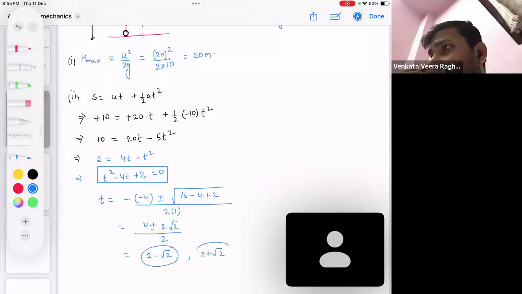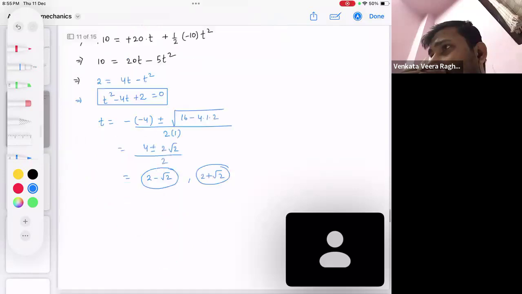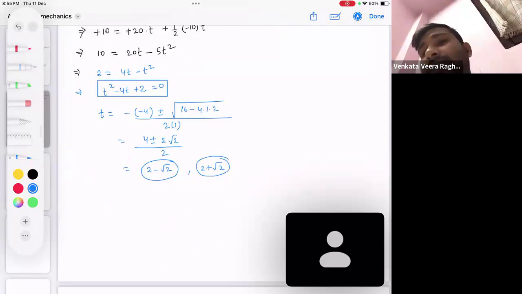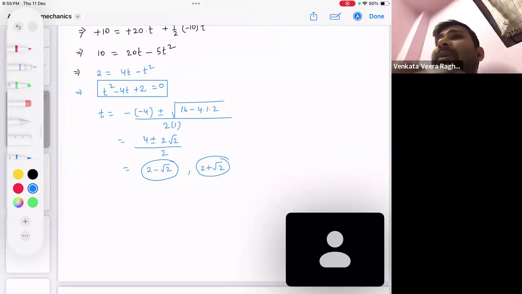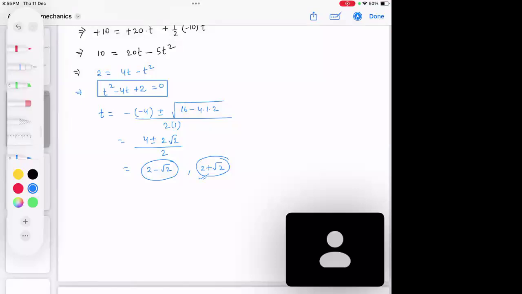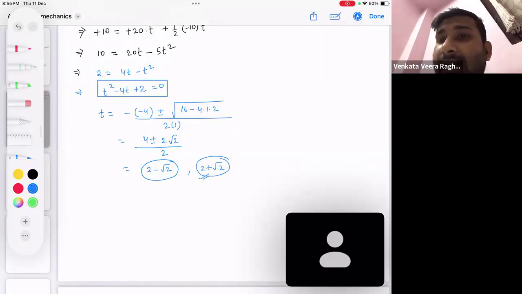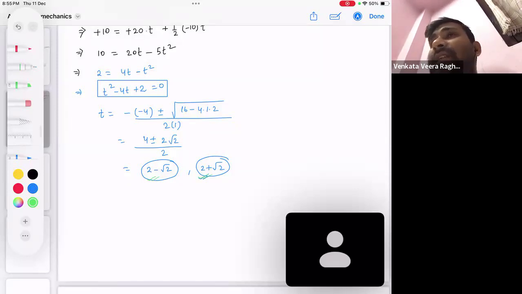Can you tell me what are these two times? 2 minus root 2 is the time when I reach that particular height which was asked in the question, at the time of going up. And 2 plus root 2 is the same height I reach while going down, but that time is when I am coming back after reaching the maximum height. And how do we decide that? By looking at the value, isn't it? At the time of going up, I will reach that height first.